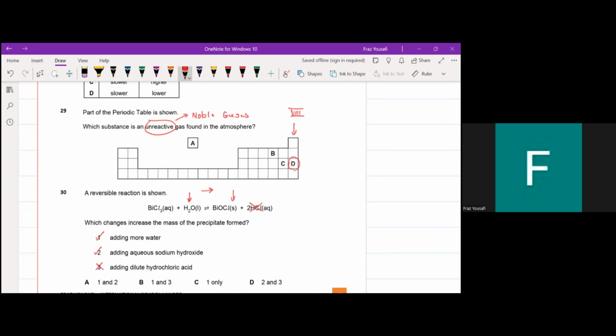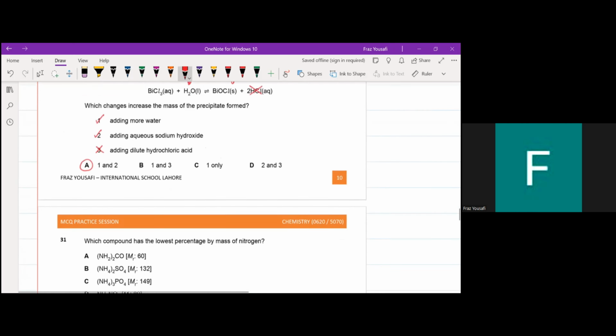Adding HCl, however, will not work. Because if I pump in more HCl, it will send the equilibrium back to the left-hand side to get rid of the excess acid. That's not what we want. So again, the answer is A.